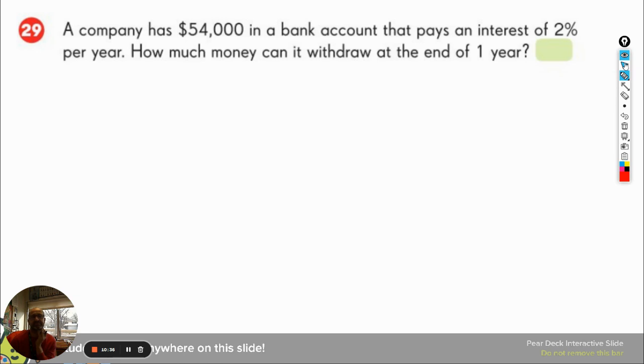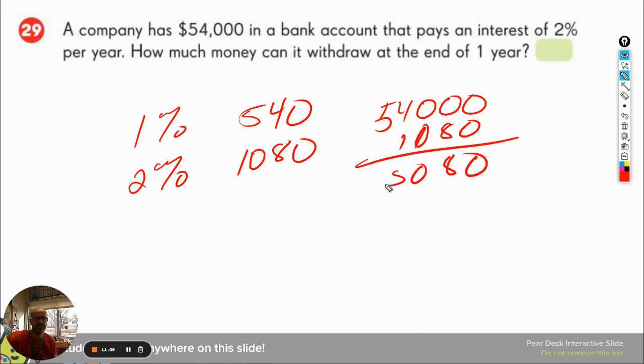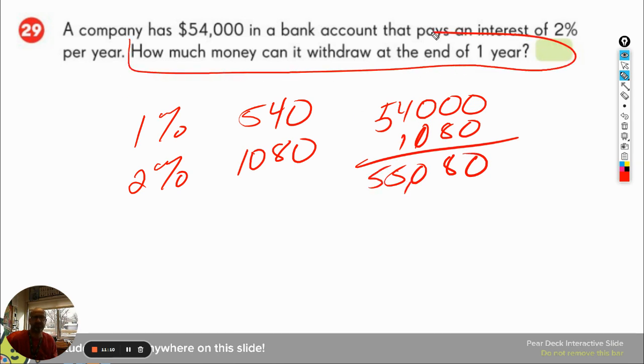All right, have you paused me? Pause me. Because I'm doing it in about 3 seconds here. Okay. Ready? 1% is 540. 2% is 1080. So you add the 54,000 plus the 1080, you get $55,080. This is a terrible question, though.